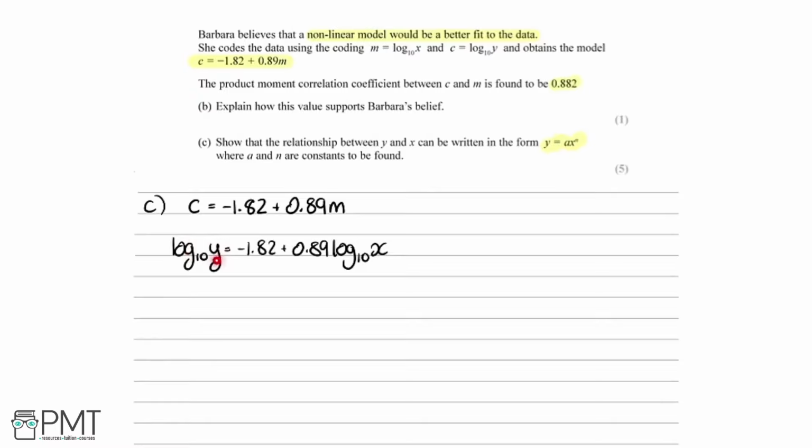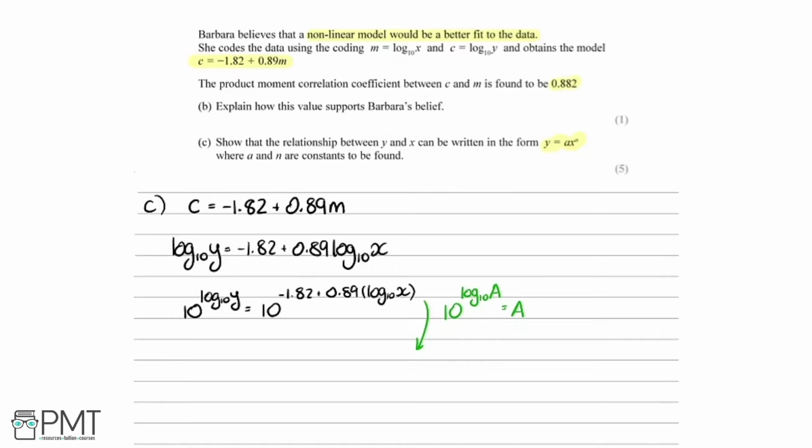First I want to get y by itself as the subject, so we need to get rid of this log. If I raise everything to be a power of 10, I'm going to do 10 to the power of log base 10 of y, and then do everything as 10 to the power of, on the other side, minus 1.82 plus 0.89 multiplied by log of x. I'm going to use the fact that if we have 10 to the power of log base 10 of something, it just equals that something. So essentially you can imagine this 10 and this log base 10 cancelling.